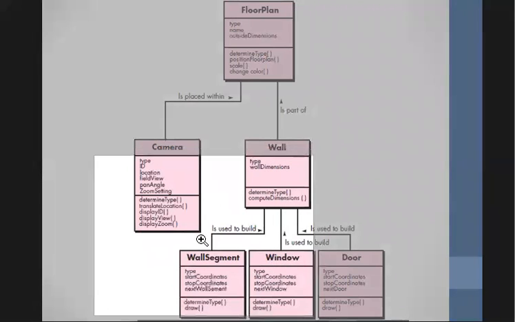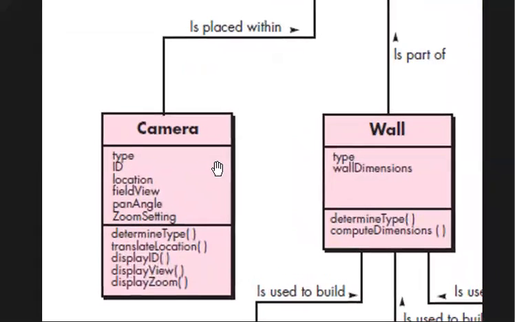Then for camera, you're going to have the type of camera that is used for security, the CCTV footage that you'll be recording, the type, the ID of the camera, the location where this camera is recording, where you're going to have the field of view or pan angle, whether you can zoom in. These are the different attributes. Now the operations for the camera are determining the type, the location, the display ID that will be displayed, what type of view it is, whether you're going to have the thumbnail display, or whether you can zoom in the display. So these are different operations for the camera.